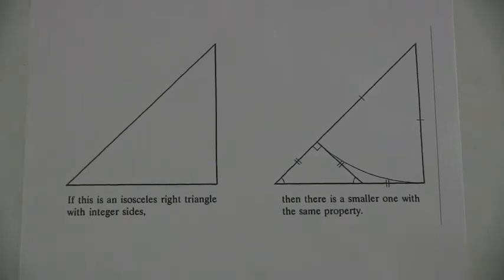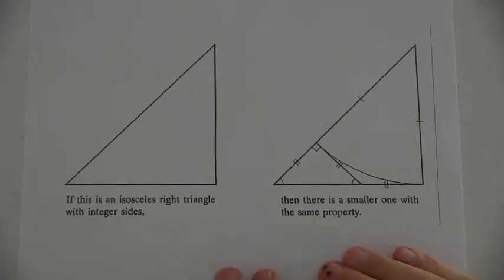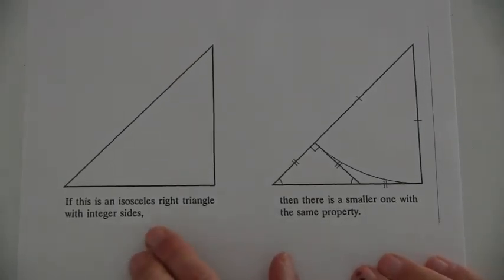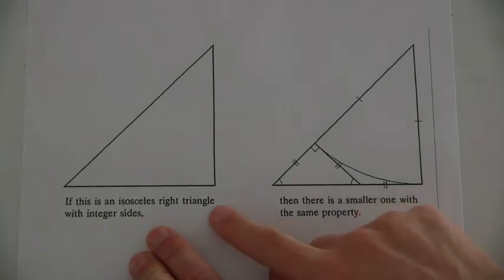Okay, so here's this different proof. It's due to a mathematician at Caltech named Tom Apostol, and please, when we start writing, remind me to zoom out. Okay. So it says, here's an isosceles right triangle with integer sides.